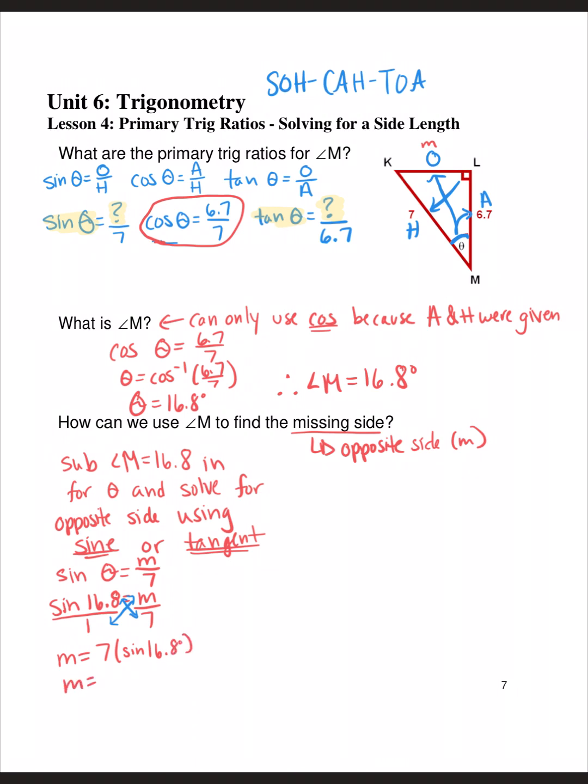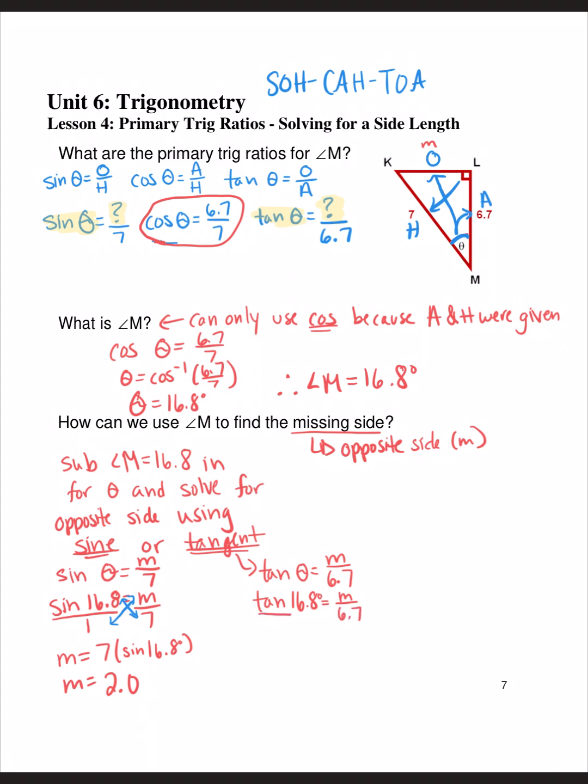So if you do m times the sine of 16.8, you should get 2.0. Okay, let's take a look at that with tangent as well. So if we did the tangent of theta is equal to my opposite side, which is m, over our adjacent side, which is 6.7, we'll again sub in 16.8 degrees for theta.